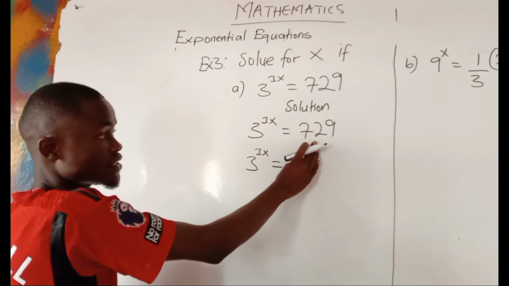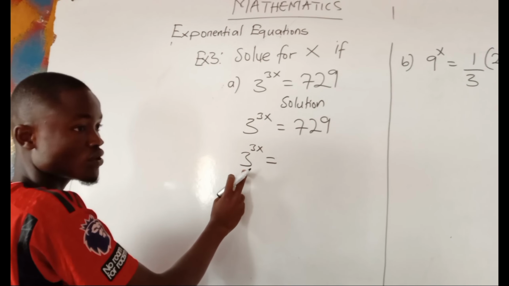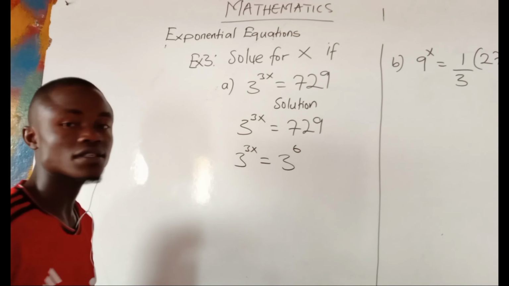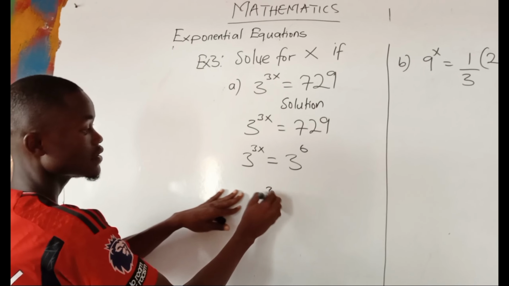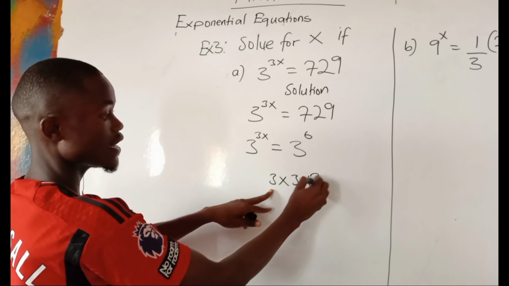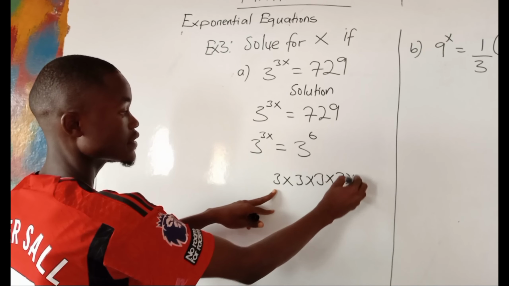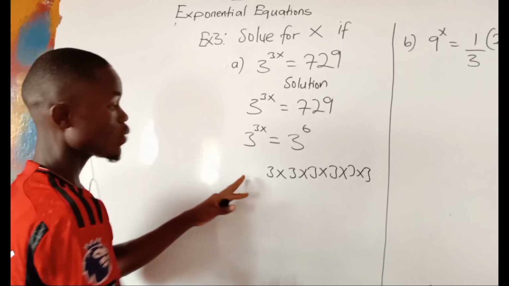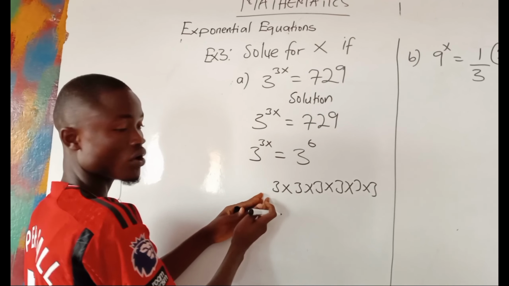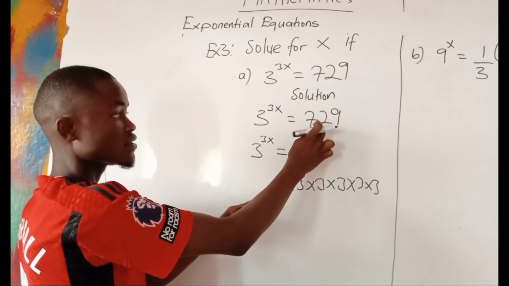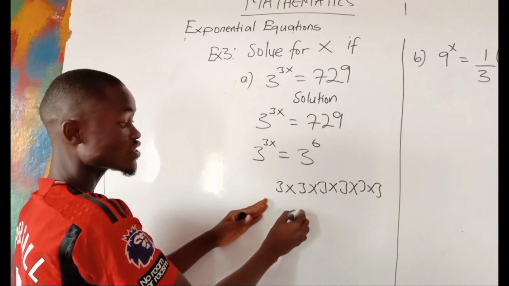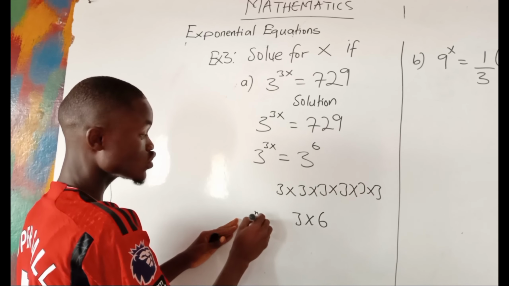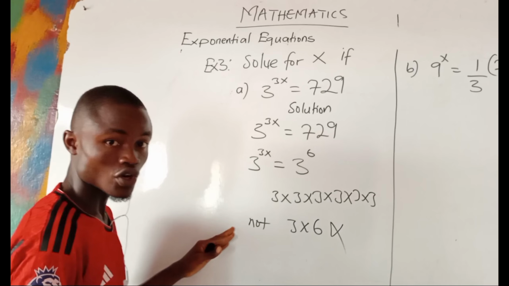Now you try to express this number in order to have the same base as what? 3. So here you say 3 raised to the power what? 6. This means 3 times 3 times 3 times 3, 1, 2, 3, 4, 5, 6. So when you use your calculator and multiply all this, it will give us 729. It doesn't mean 3 times 6. So if you do this one, you're out of the concept.